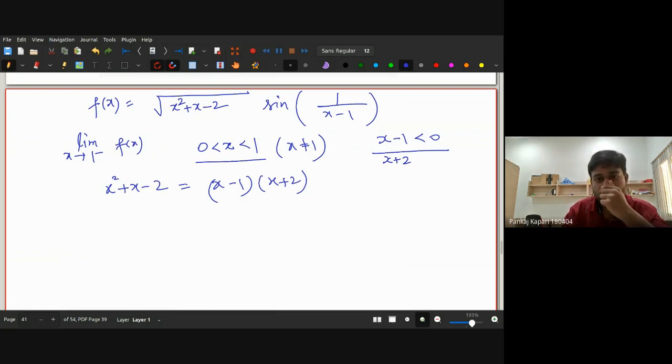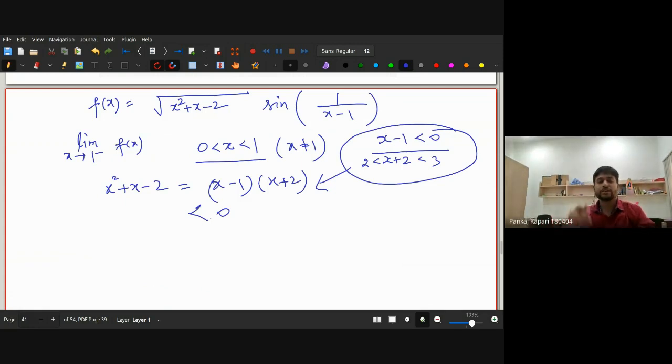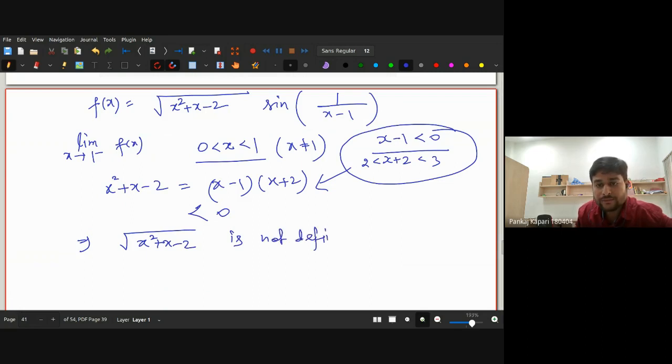So you can just follow this inequality. x plus 2 lies between 2 and 3, right? Because x lies between 0 and 1. So if you add 2, then you'll have x plus 2 lies between 2 and 3. And these two will imply that this product is less than 0, right? The product of a positive and negative number is always negative. And therefore the square root of x square plus x minus 2 is not defined.